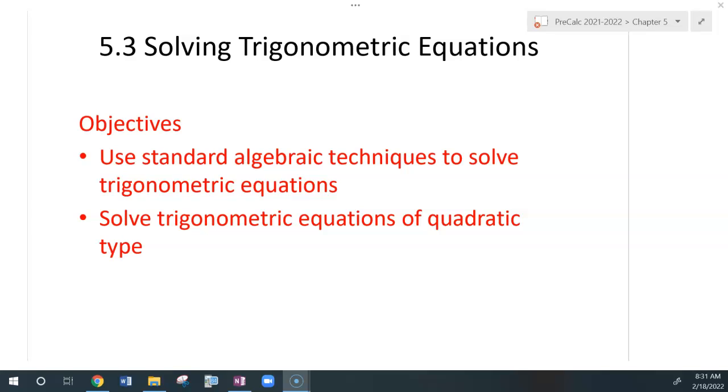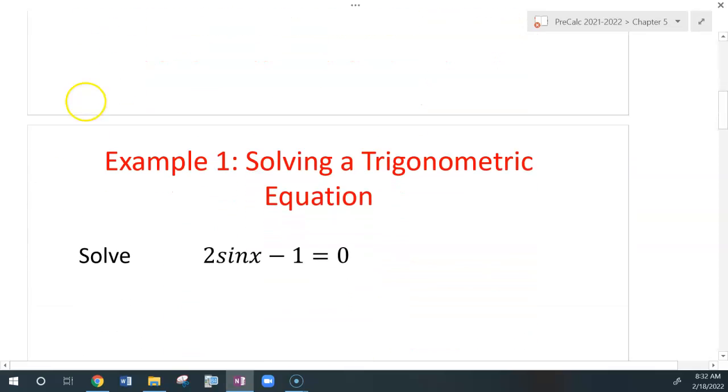So we are going to use standard algebraic techniques to solve trig equations, things like adding and subtracting the same thing to both sides. And we're also going to solve trigonometric equations of the quadratic type. So that means we're going to have to do some square roots. All right, let's go ahead and get started.